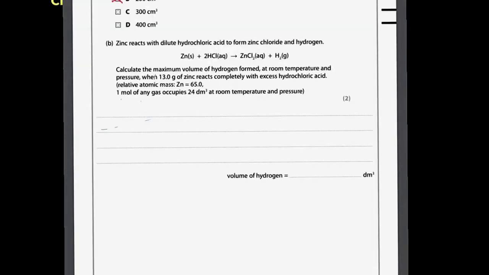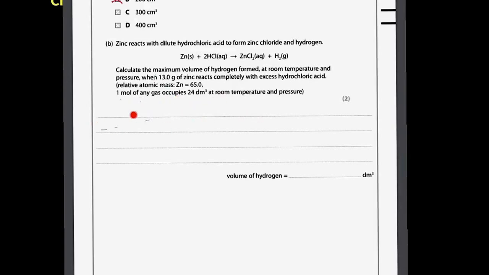So for this question, we have some things that we can use. Zinc reacts with dilute hydrochloric acid to form zinc chloride and hydrogen. And then we need to calculate the maximum volume of hydrogen formed at room temperature and pressure when 13 grams of zinc react completely with excess hydrochloric acid. And then they've given us the relative atomic mass of zinc, which is 65. And then it tells us the extra information that we need, that 1 mole of gas occupies 24 dm cubed. Now we'll need to use this as well.